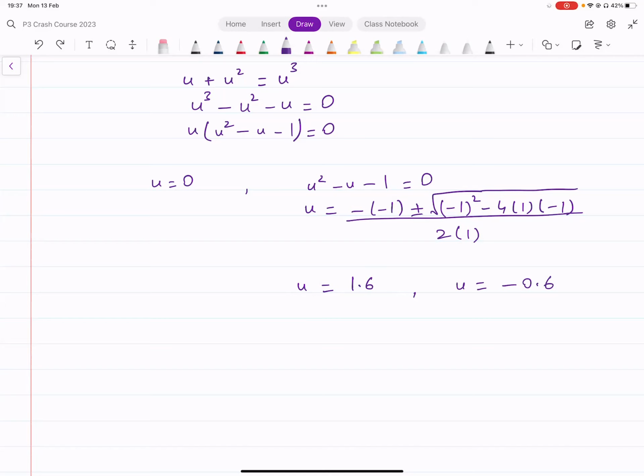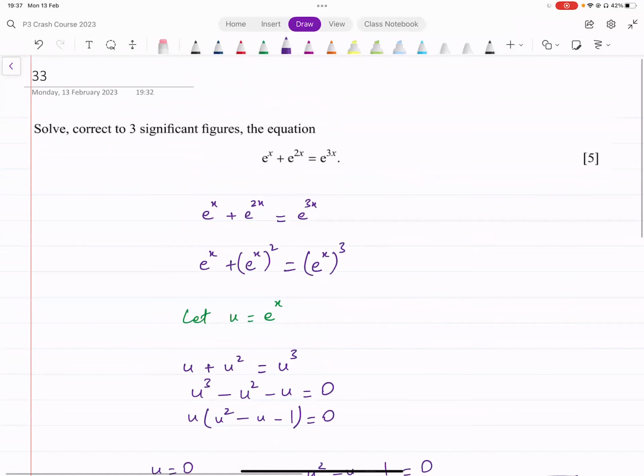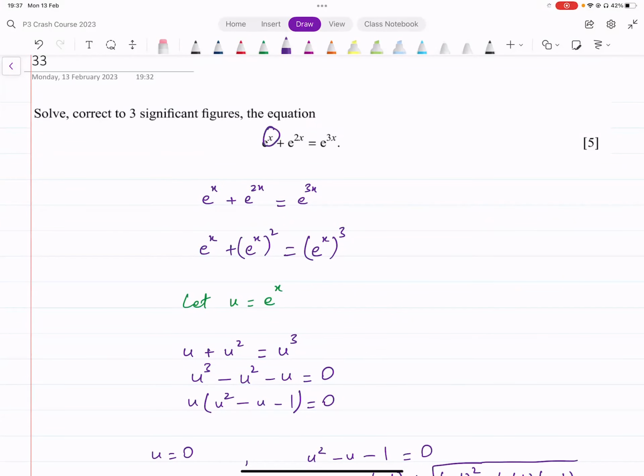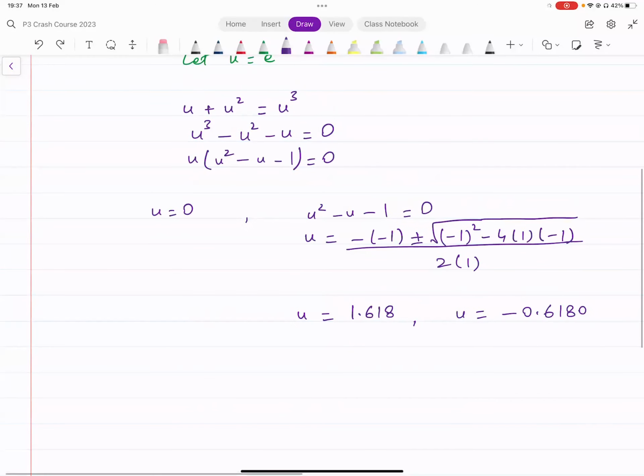So the first one is actually 1.618. All right, so we have to write the whole thing. And then the second one is minus 0.6180. All right, these are the two values of u that we have. Now, we've got the values of u. We were looking for the values of x here, right? We put that substitution back.